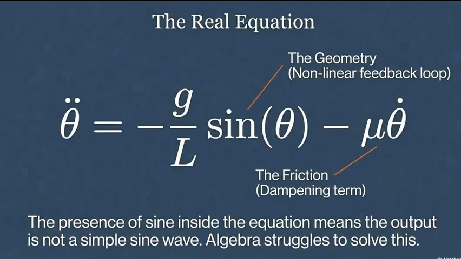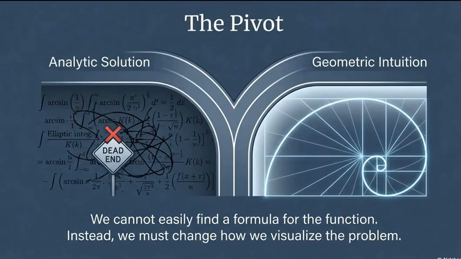What does that actually mean for the person on the swing, though? It means the period, the time it takes to swing back and forth, actually changes depending on how high you go. A big swing takes longer than a small swing. The tick-tock of a grandfather clock is only constant if the swing stays tiny. Wow. If you really push it, the rhythm breaks. And solving that equation, the real one, with a pen and paper, it's basically impossible.